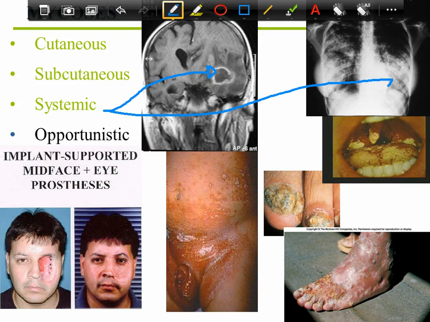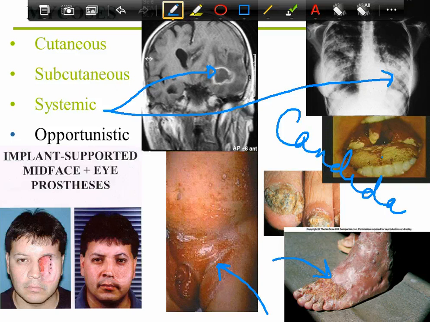Here is a pneumonia caused by a fungus. Here's candida again in the mouth, thrush. Here's another systemic one right here. This is candida again in a baby. By the way, it also causes diaper rash, although that's not systemic.